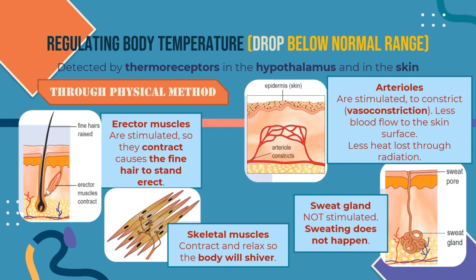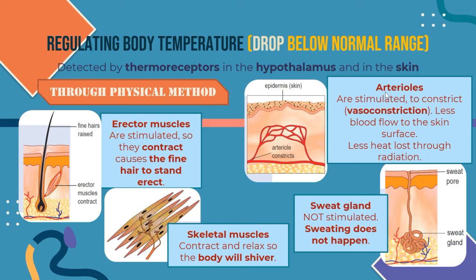The erector muscle here will contract. When it contracts, it becomes shorter, so it will pull the fine hair to stand erect. Then the skeletal muscles contract and relax so fast that the body will shiver. The shivering occurs to produce more heat.